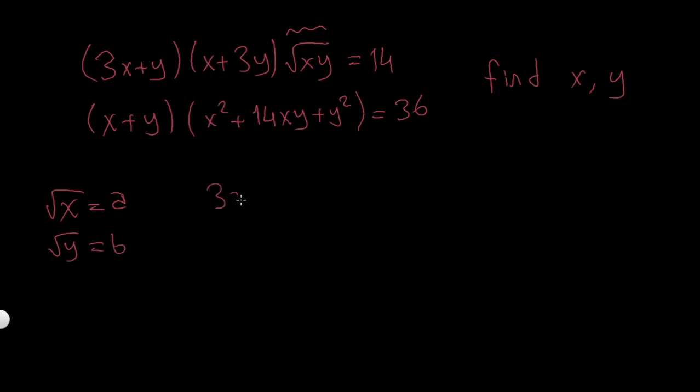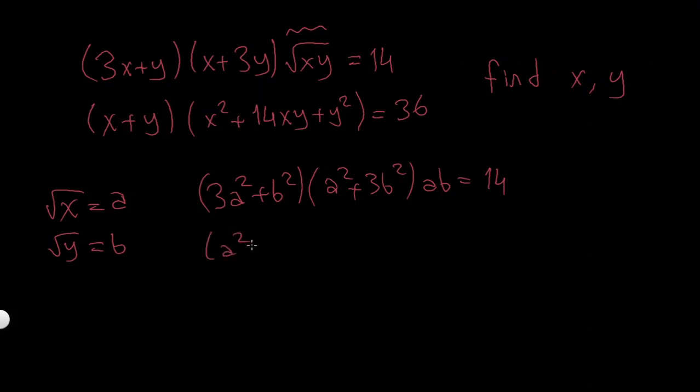So let's rewrite the problem. I have 3a squared plus b squared, times a squared plus 3b squared, times ab, being equal to 14, and I have a squared plus b squared, times 14a squared b squared, plus a to the 4 plus b to the 4. This is equal to 36.